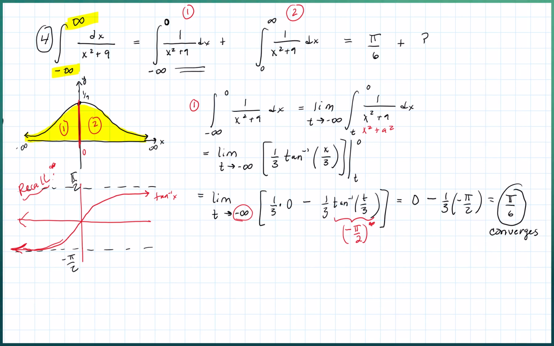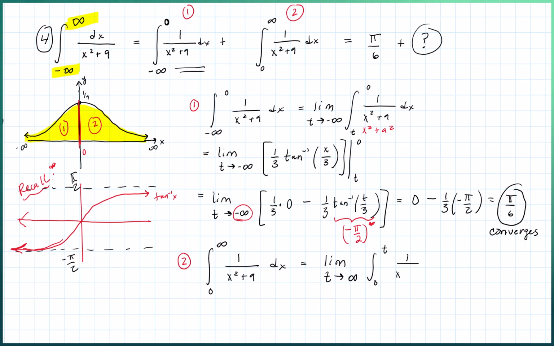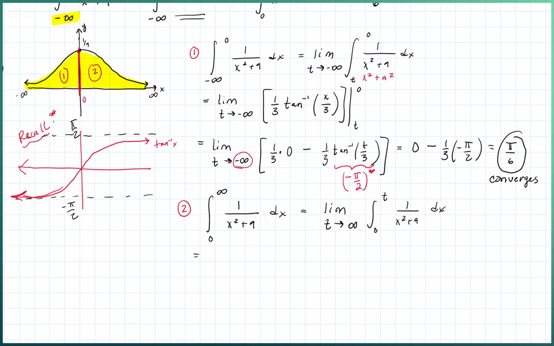So we know the first part's converging. We just have to figure out if the second part is also converging. Now, what's nice about this is because it's going to be the same function that we're looking at, just the bounds are changing. We're going from 0 to infinity of 1 over x squared plus 9 dx. Instead of from negative infinity to 0, we're from 0 to infinity. So we still do the same process, and our integration strategy will look very similar. We're going to take the limit as t is approaching infinity from 0 to t of 1 over x squared plus 9.